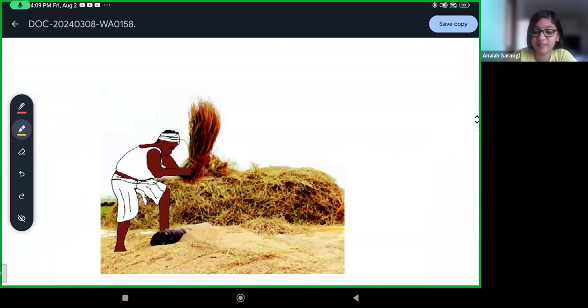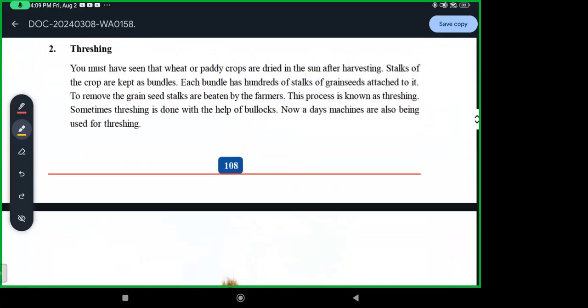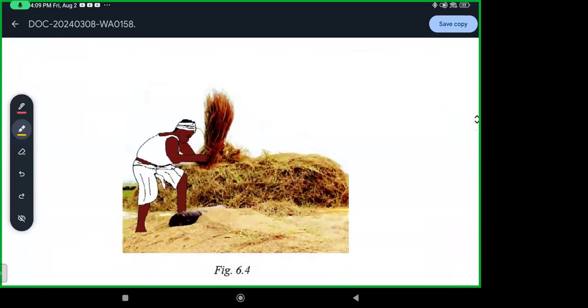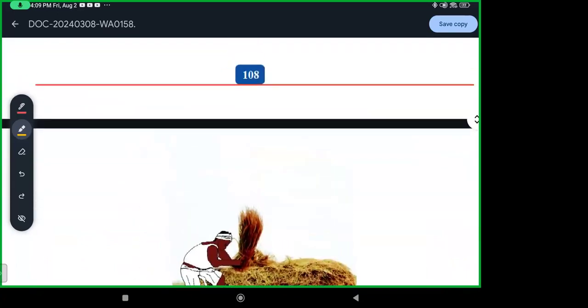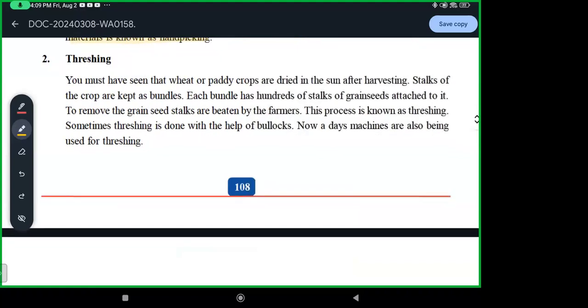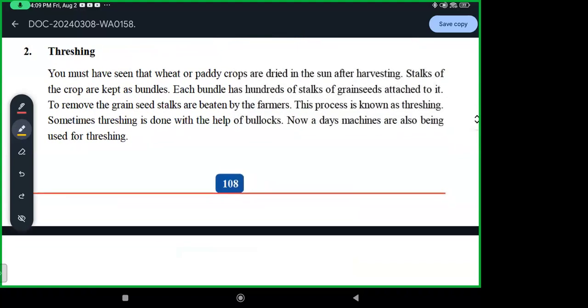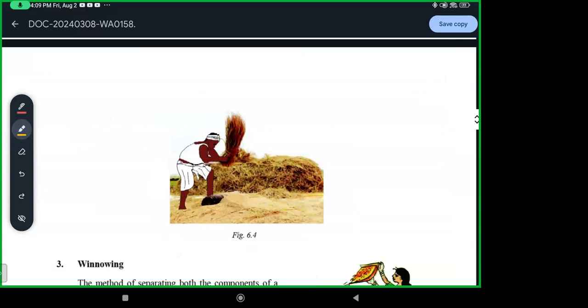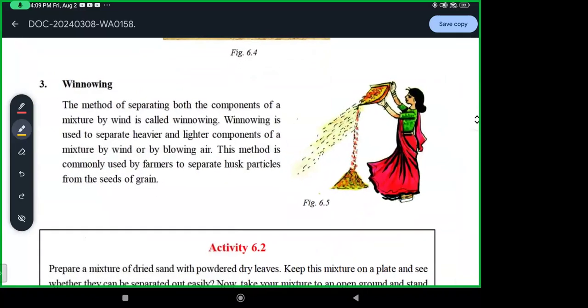That's right. So threshing, they take it, beat it on the floor like this to separate it. This method is known as threshing. Machines are also used nowadays for threshing.